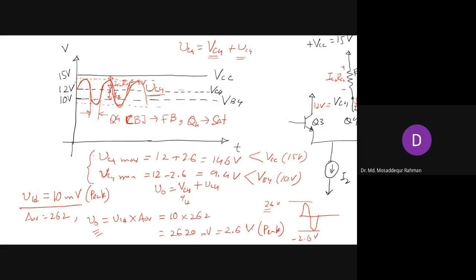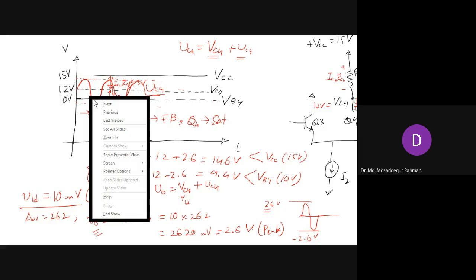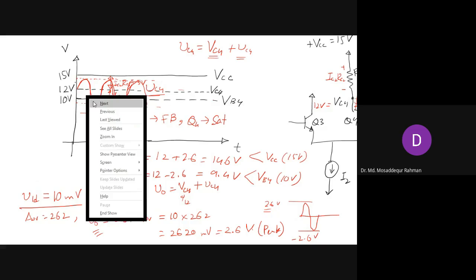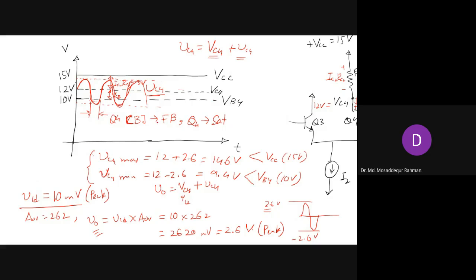So at the output, you will not get something like this. Maybe you get something distorted, because it is not in active mode. Maybe something like this. No problem. Okay. So during this time interval, it leaves the active mode. It doesn't work as an amplifier.